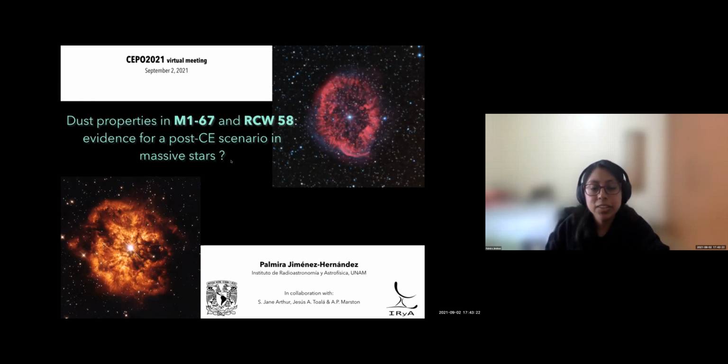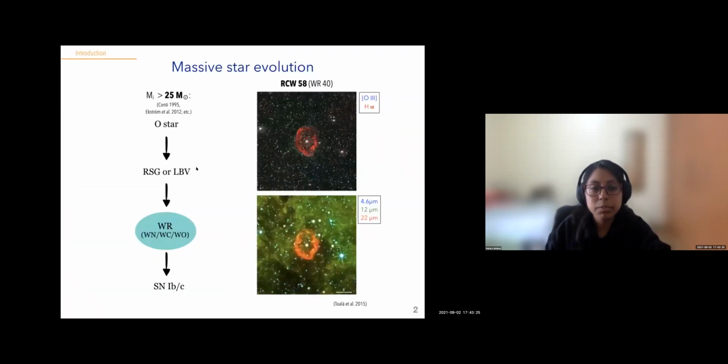In a single star scenario, all stars with initial masses higher than 25 solar masses evolve into a red supergiant or pass through a luminous blue variable stage, in which the star experiences a dense stellar wind or eruptive mass loss episodes, respectively. Finally, after losing its hydrogen-rich envelope, the star exposes its helium-rich core, becoming a Wolf-Rayet star. The star is thought to end its life as a type 1b or c supernova.